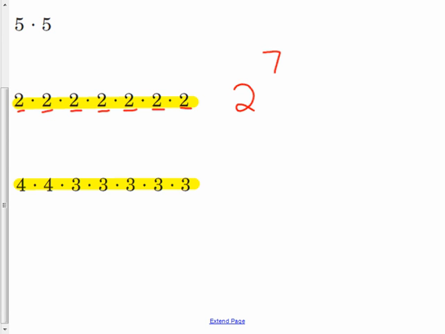Here's an example that's a little more interesting because you can see there are 2 bases. We have a base of 4, and we have a base of 3. Let's start with the 4. We have 1 4 and 2 4's. So I have 4 to the power of 2. Then, if I look at my 3's, I have 1, 2, 3, 4, 5 3's. So I have 4 to the power of 2 and 3 to the power of 5.